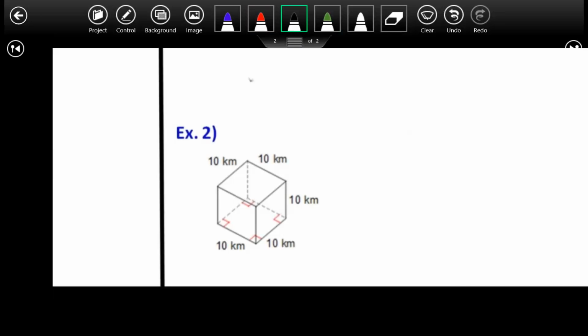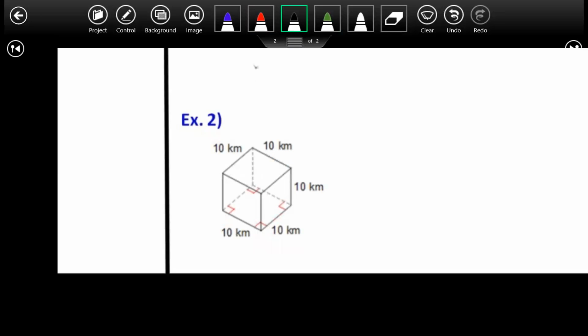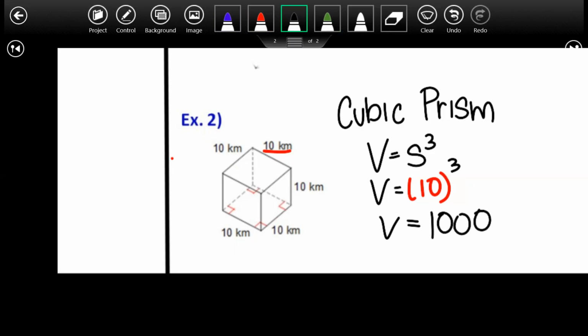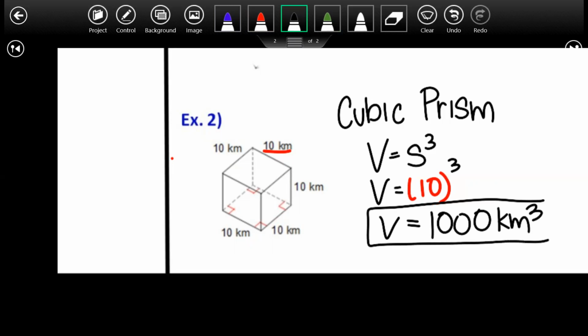For this one, what type of figure do I have? Cubic prism. In a cubic prism, the volume will be S to the 3rd power. What does the S mean? A side. What is one of our sides? 10. Volume will be 10 cubed. Volume will equal 1,000 kilometers cubed.